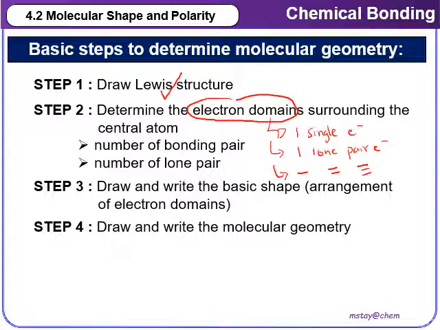After we determine the number of electron domains, we are going to base on the number of electron domains to get the basic shape. Then, based on the basic shape, only then are we able to determine the molecular geometry.